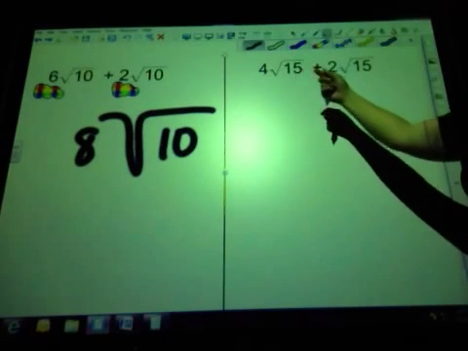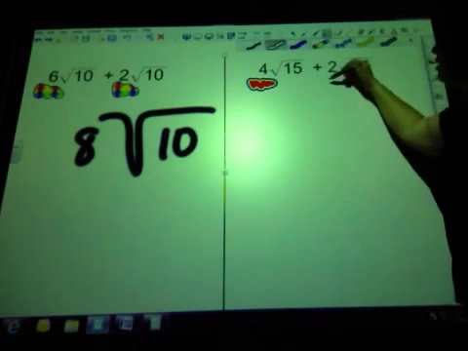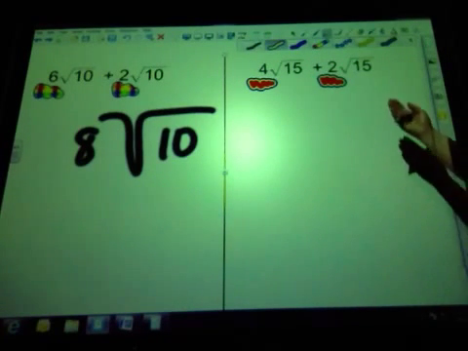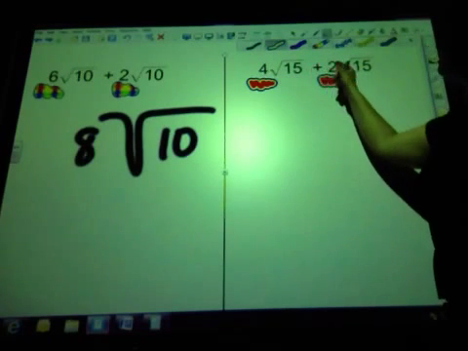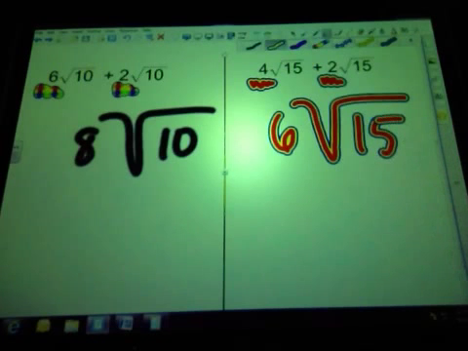Over here, we've got 4 times the square root of 15 plus 2 times the square root of 15. So we're going to put the numbers that are in front of these together. 4 plus 2 is 6, and then we're leaving this just as square root of 15 underneath the square root sign.